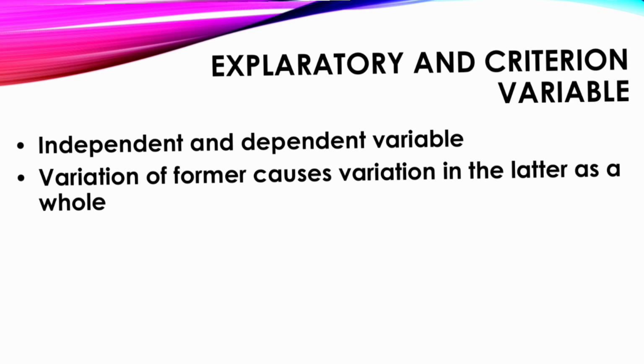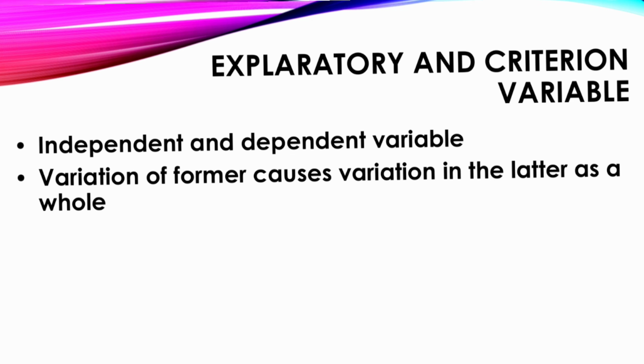And the last classification is the exploratory and criterion variable, and we have already discussed this. An exploratory variable is actually the independent variable, and a criterion variable is actually the dependent variable. That is, manipulations on the exploratory variable will have a direct effect on the criterion variable. Exploratory variables are also known as independent variables or external or exogenous variables, and criterion variables are also known as endogenous variables or dependent variables. So basically the meaning is the same as independent and dependent variable.